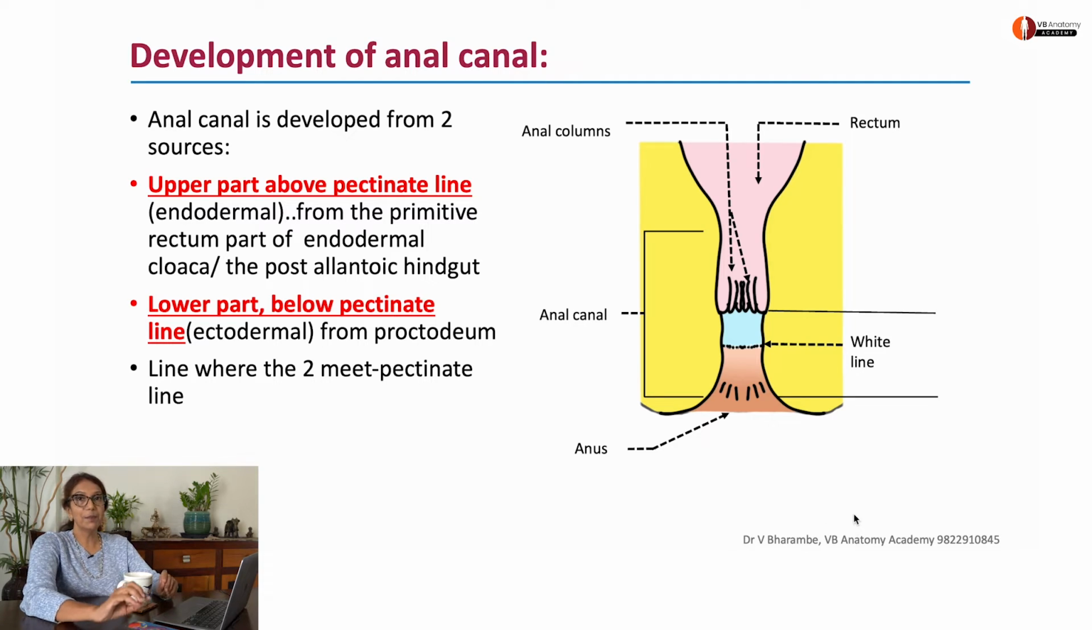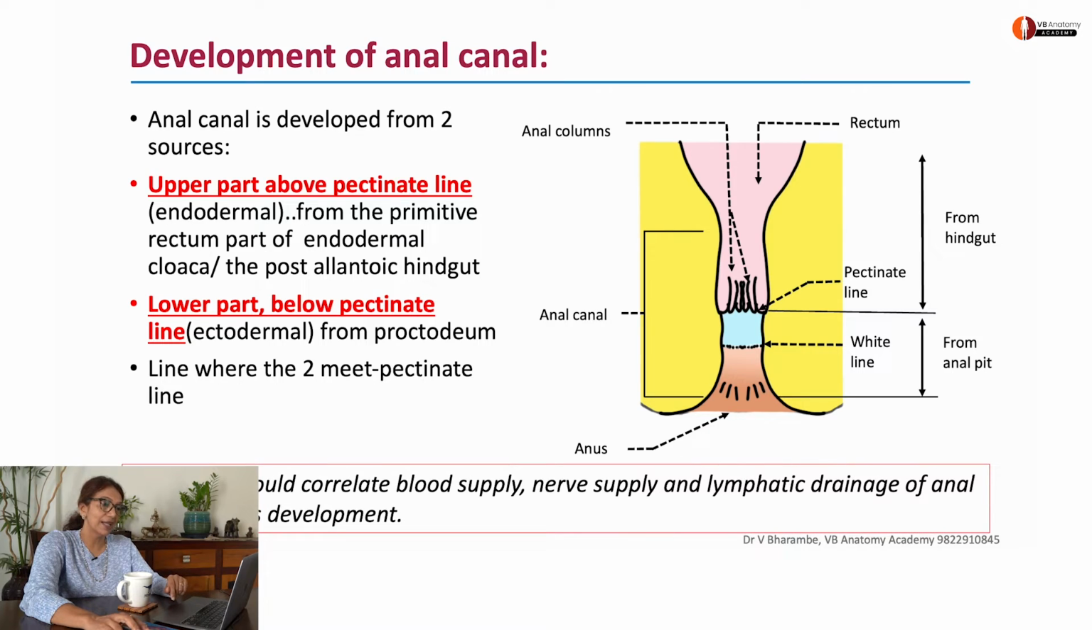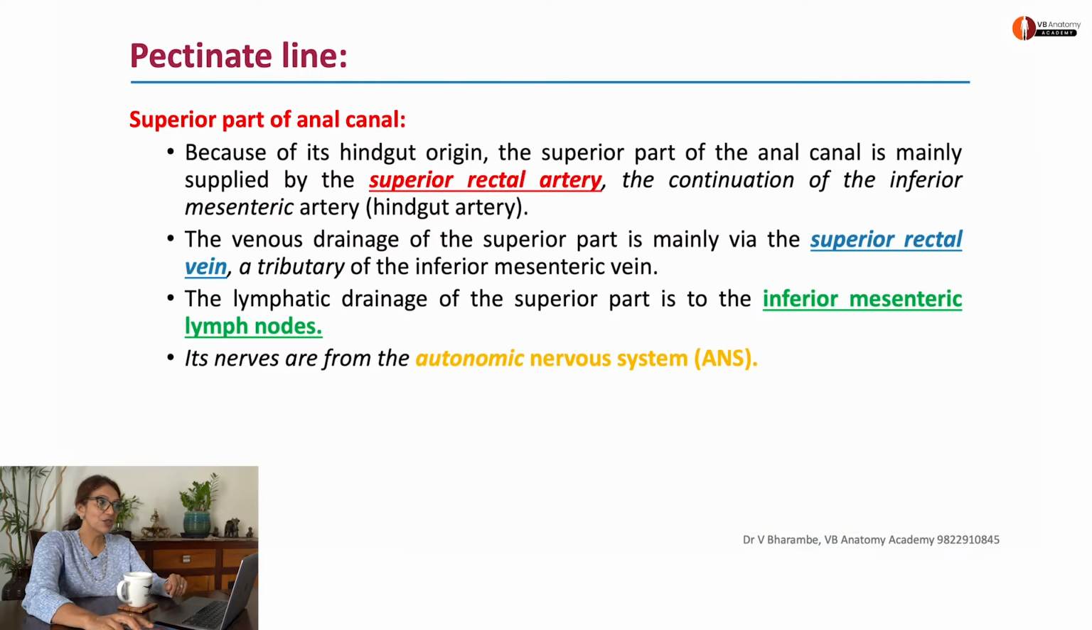So finally, development can be summarized as: the part of the anal canal above the pectinate line comes from the endodermal hindgut. The part of the anal canal below the pectinate line comes from the ectodermal proctodeum. The line where they both meet is the pectinate line. I want all of you students and senior faculty to correlate this development with the blood supply, nerve supply and so on, such that this part above the pectinate line, the superior part of the anal canal, is supplied by the superior rectal artery, a branch of the inferior mesenteric artery, which is the artery of the hindgut.